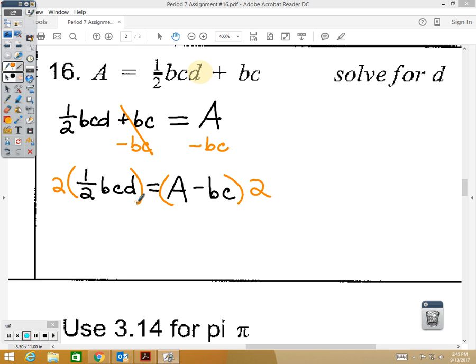So, when I multiply this over here by 2, this is gone, leaving me with BCD. And on the other side, when I multiply by 2, I can distribute 2 times A, 2 times negative BC. So that's going to give me 2A minus 2BC. Almost done.